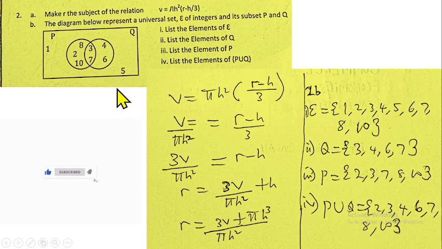Then for the last one, list the elements of P union Q. That means the combination of the elements in sets P and Q. So everything here and everything here. So without repetition, 2, 3, 4, 6, 7, 8, then 10. And that's what we have as P union Q.